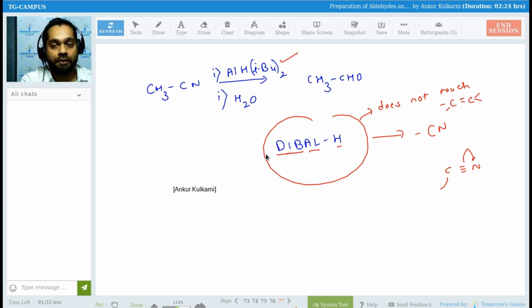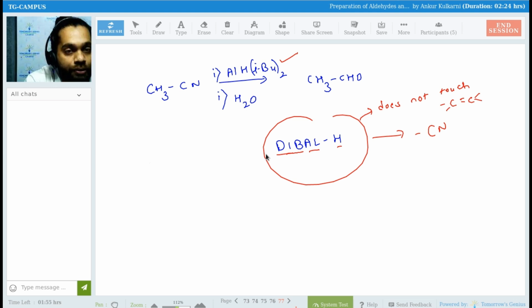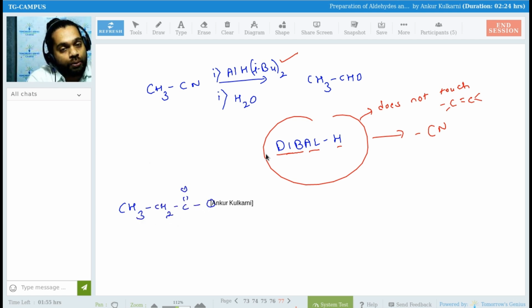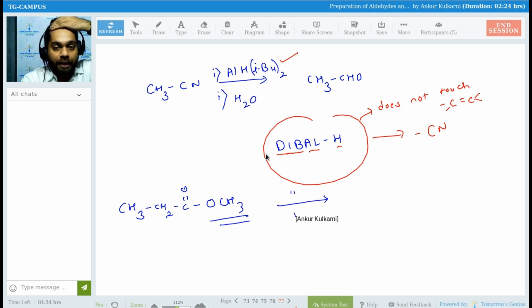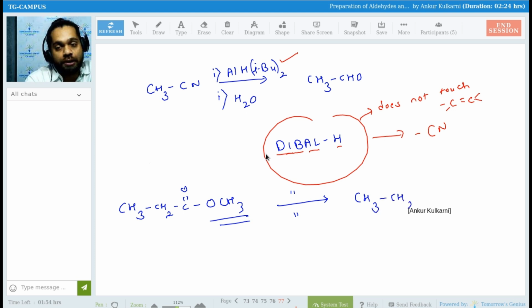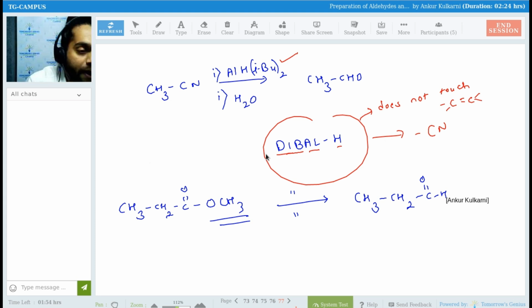So DIBAL-H also reduces esters. Whatever is after the oxygen will go away and be converted into an aldehyde. Suppose I have an ester CH3 CH2 C double bond O, OCH3. Whatever is after oxygen will go away. With DIBAL-H and H2O, what will I get? I'll get an aldehyde. Come on, write this down: CH3 CH2 C double bond O, H.